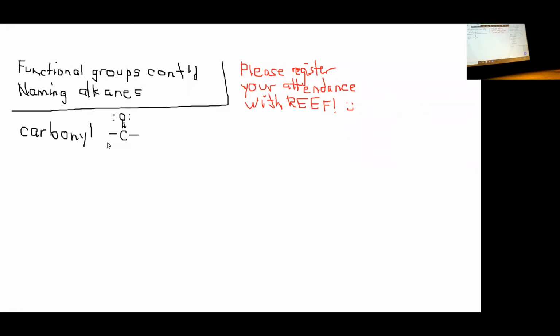Now, I only mention this because someone will ask, and it's a perfectly fair and reasonable question. Someone will ask, is the carbonyl group itself a functional group?